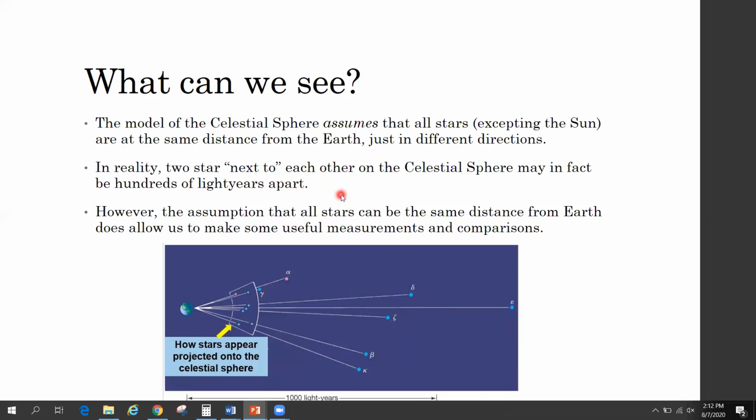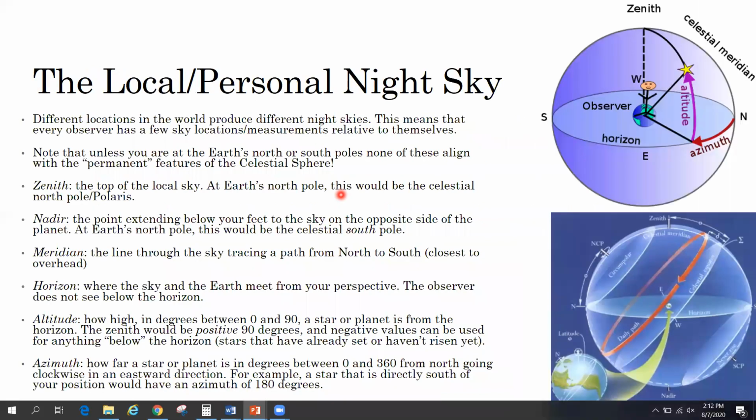So when we look at the night sky, when we look at the celestial sphere, the visual assumption we have to make, because to our eyes, it appears that all the stars are at the same distance. We have to remember that even within one constellation or a little cluster of stars that appears to our eyes to be close to each other, they may not, in fact, really be close to each other in real space. Sometimes yes, many times not at all.